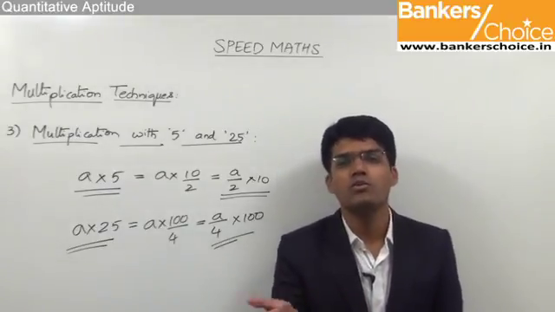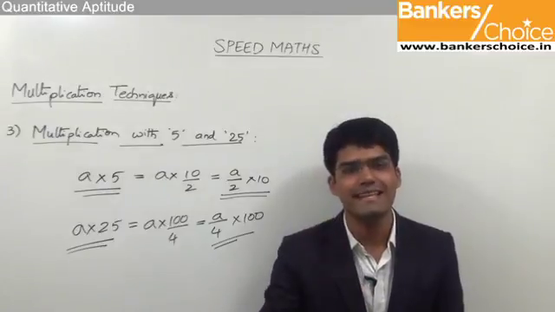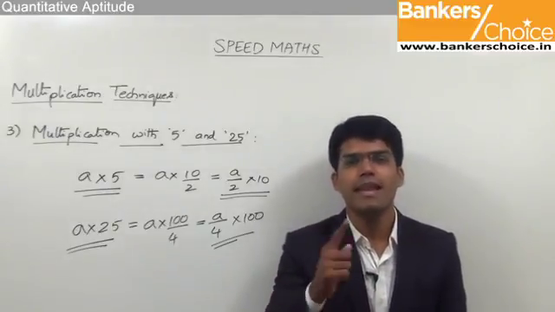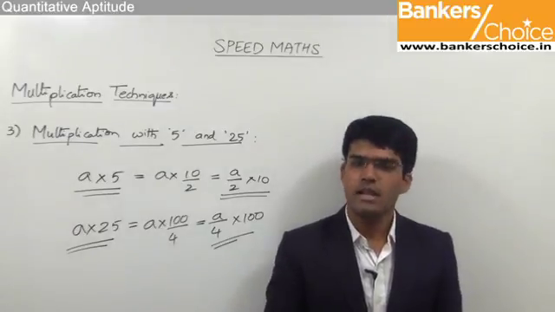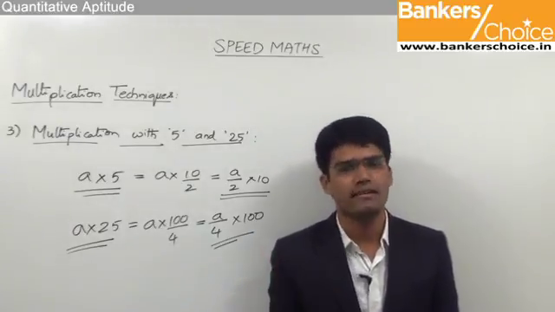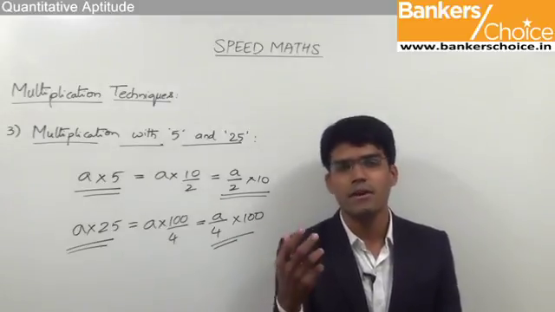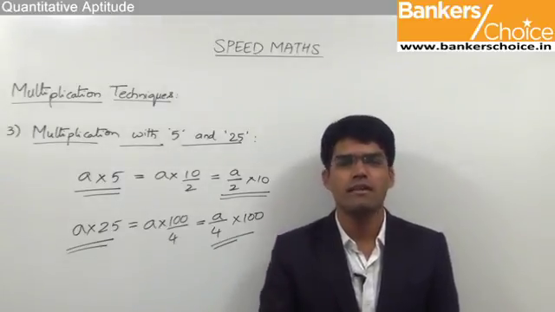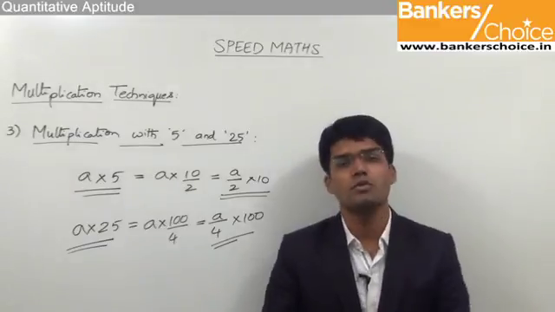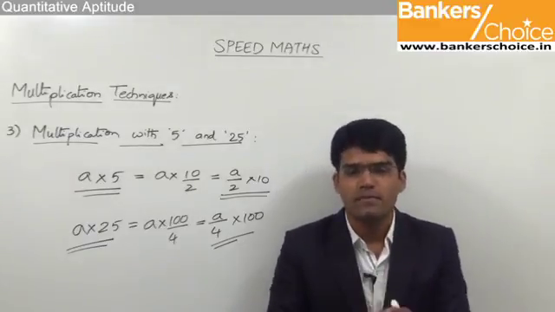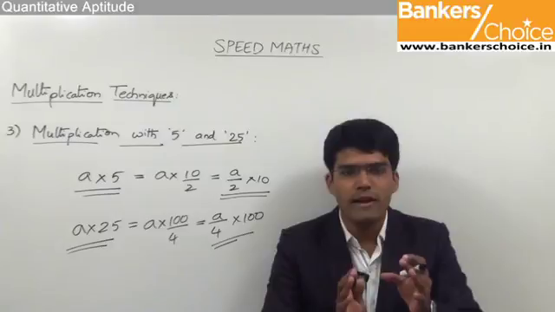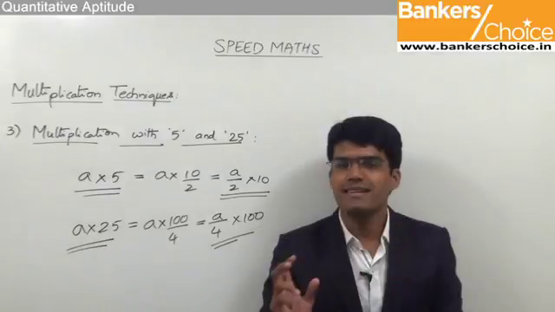Or 32 into 25. 1/4 of 32 is 8. So 32 into 25 will be 8 into 100. 800. Likewise, 48 into 25 is 1200. Why? Because we very well understand that 1/4 of 48 is 12. So 12 into 100 should be 1200. Or 64 into 25. 1600 should be the answer. Why? Because 64 by 4 is 16. Into 100 is 1600. So if you really look at it, the second part doesn't take any time. It's just multiplication with 100 or nothing but putting 2 zeros at the end. The only point is you should be able to take 1/4 of the given number.